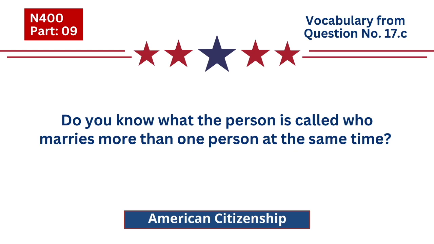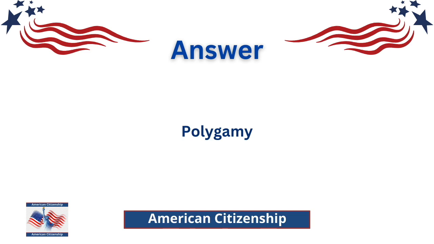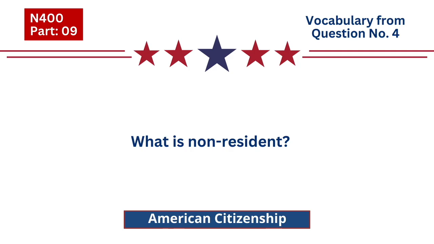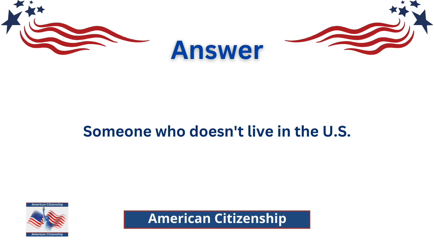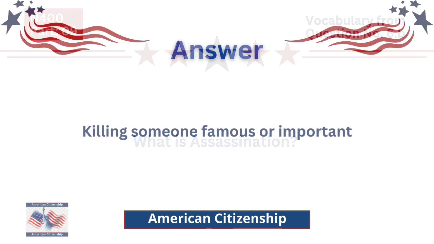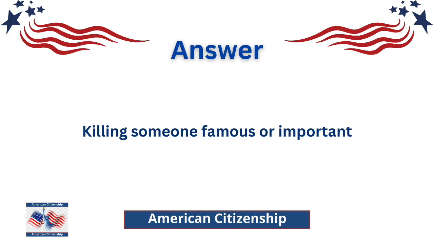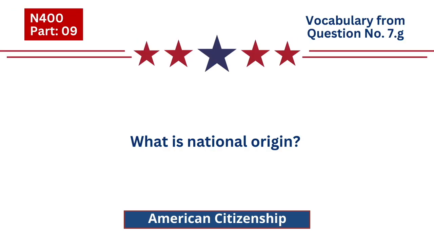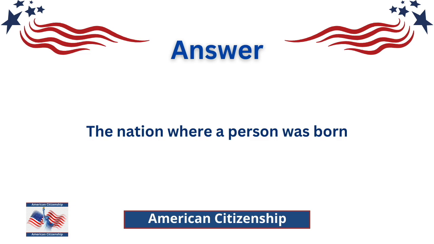Do you know what the person is called who marries more than one person at the same time? Polygamy. What is non-resident? Someone who doesn't live in the US. What is assassination? Killing someone famous or important. What is national origin? The nation where a person was born.